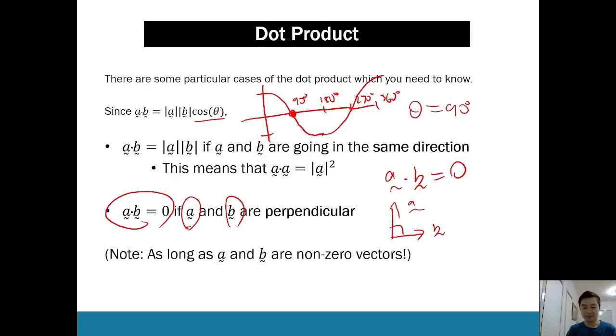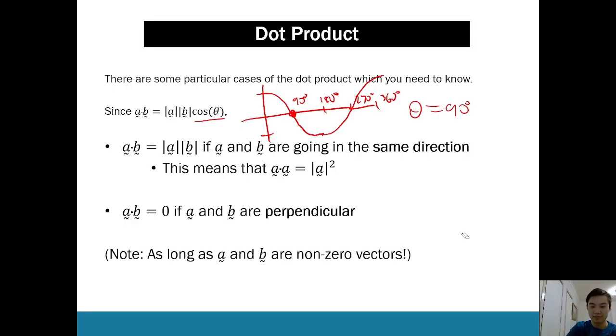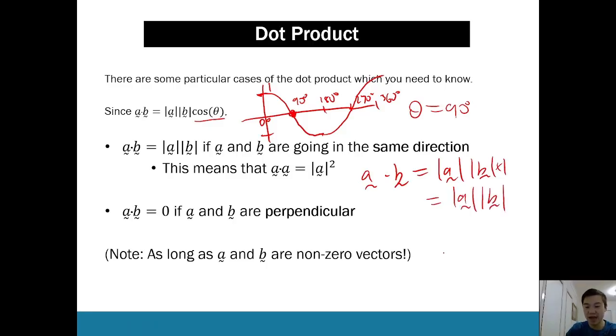And if they are going the same direction, if theta equals 0, we know cos 0 is 1. So if they're going in the same direction, cos 0 becomes 1. So it will simply just be the magnitude of the vectors together. Which means if we have the same vector dot product with itself, because the magnitude is going to be the same, so if we take the dot product of A with A, it's just going to be the magnitude of A times the magnitude of A, which is just going to be magnitude of A squared.